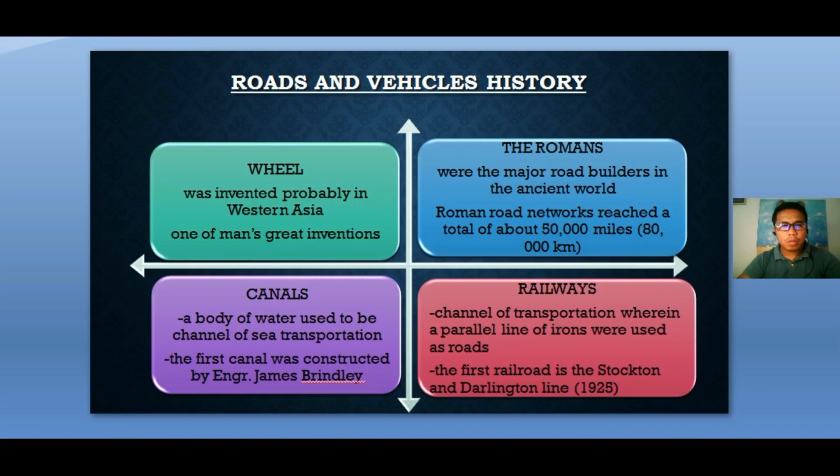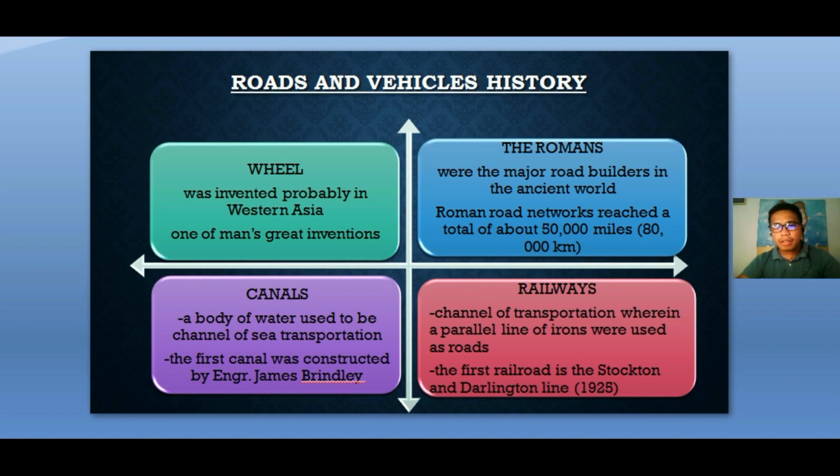Now let us acquaint ourselves with the history of our roads and vehicles. Wheel was invented probably in Western Asia, one of man's great inventions. On the other hand, the Romans were the major road builders in the ancient world. Roman road networks reached a total of about 50,000 miles to 80,000 kilometers. Canals, on the other hand, is a body of water used to be a channel of sea transportation. The first canal was constructed by engineer James Brindley.